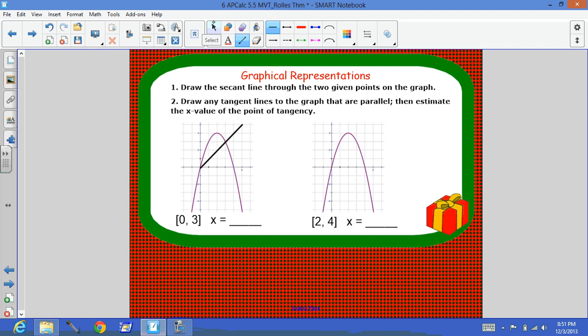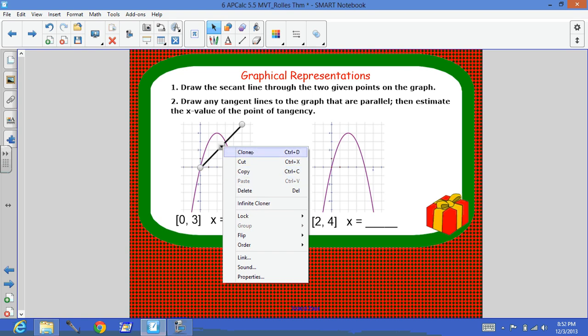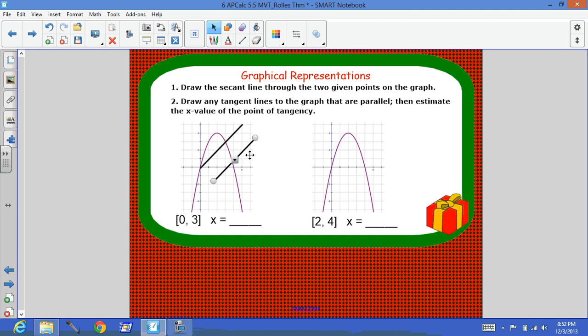Now what I'm looking for is another line just like that one, so let's duplicate or clone it. It has to have the exact same slope, doesn't it? And I need to move that line to where it touches my graph at that same slope. I've got it just a little bit off, but if I move it a bit more, I think that's going to happen at right about 1.5. There it is. So that's where I get x equals 1.5. 1.5 is my c value where the mean value theorem is actually applying, where the slope of the secant line is the same as the slope of the tangent line.